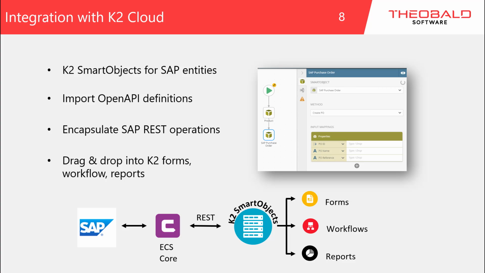So how does that exactly work with K2, the platform we have prepared the showcase for? In K2, so-called smart objects can be used to create entities for SAP connectivity. Therefore, an open API definition created with the ECS Core connector can be imported. REST operations can be configured and encapsulated within a smart object and then used via drag and drop into a K2 form, workflow or report.